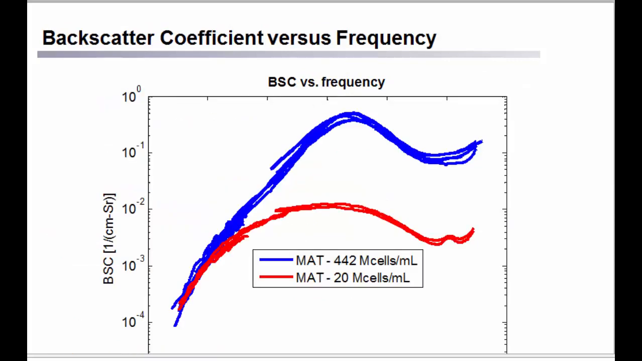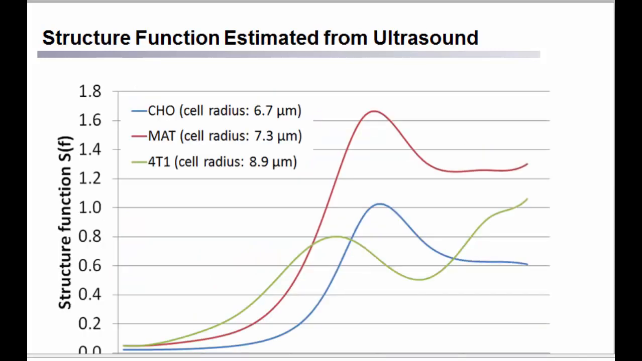Here is the result for the backscatter coefficient for one of the cell lines, the MAC cell lines. The red and the blue are different concentrations. So clearly you see that the two colors have significantly different frequency dependency, which suggests that the structure function is not unity for the higher concentration case. We obtained similar results for the other cell lines, which I'm not going to show here.